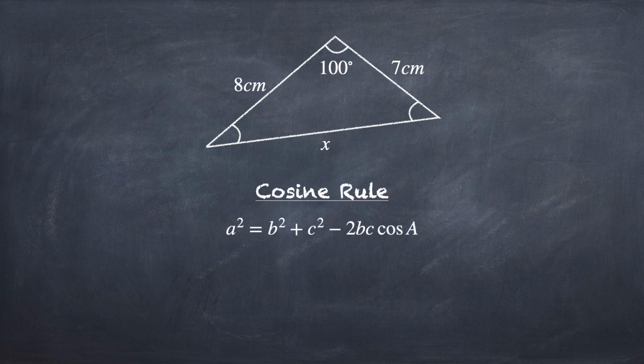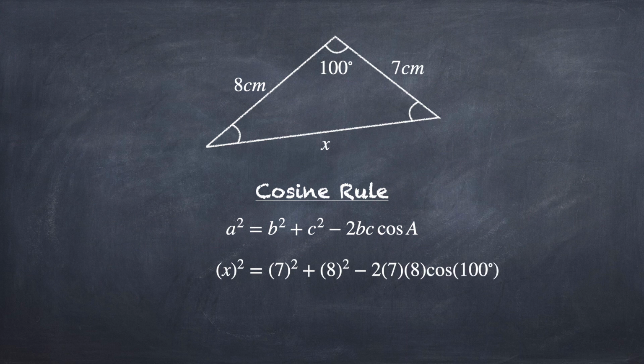Using cosine rule, with a equal to x, b equal to 7, c equal to 8, and angle A equal to 100 degrees, we will obtain the length of x. x is equal to 11.51 cm.